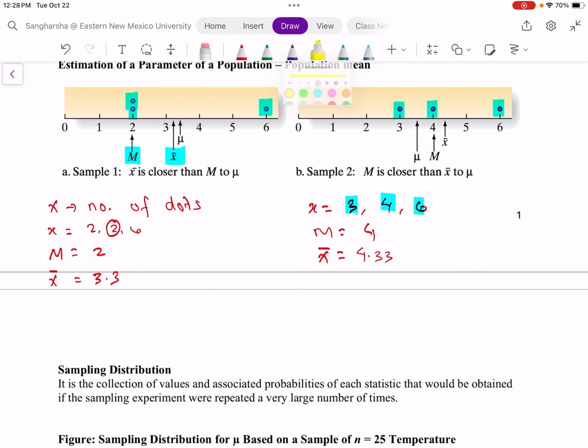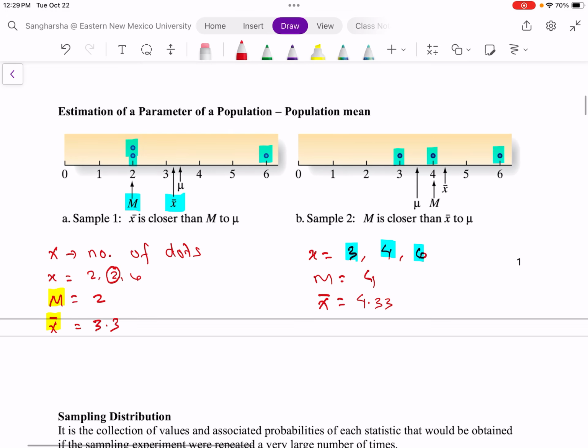Now why did I use m, x bar, not mu and eta? It's because it's a sample. So we are finding the mean of a sample, so we use x bar. We are finding the median of a sample, so we have our m. Now here in this case we are given our mu for this experiment. So the mu for this experiment is given as 3.5. So this is given to us.